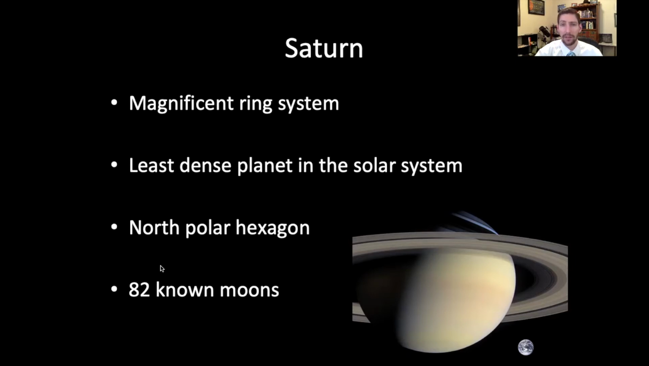Pioneer 11 flew by Saturn in 1979. The next year, Voyager 1 flew by, and the year after that, 1981, Voyager 2 flew by Saturn. Then the Cassini-Huygens mission visited Saturn from 2004 to 2017, when it ended its mission by intentionally crashing into the planet Saturn.